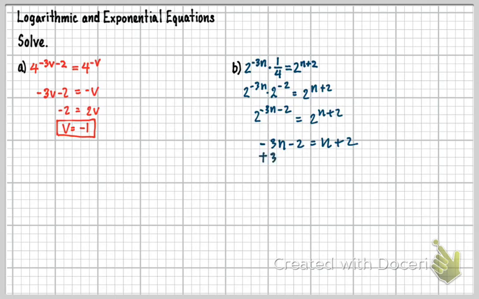So I can add 3n and add 2. So those go to 0. I get 4n on this side, and I get negative 4 over here. So then when I divide by 4, my n equals negative 1. So there's my answer for this one here.